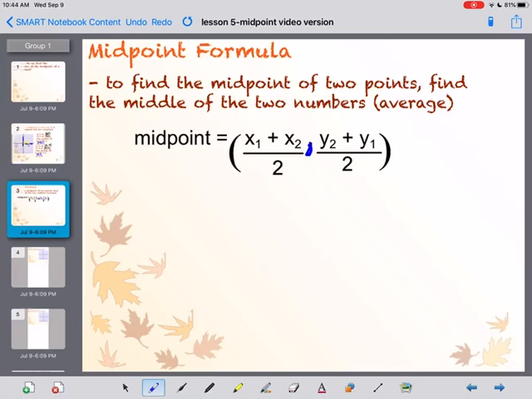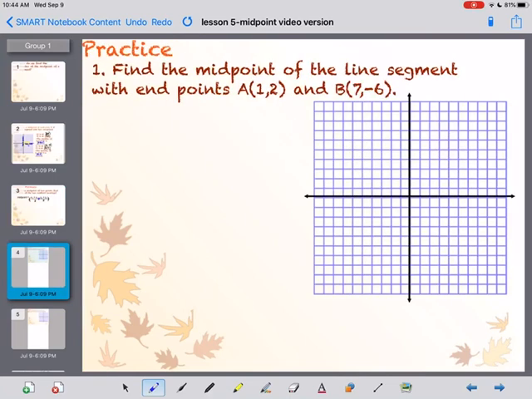Notice that the midpoint formula has a comma in it because you're actually finding a location. So you need an x and you need a y. So your midpoint is two numbers, an x and a y. So let's take a look at how this looks with an example. So starting with example 1. A is at 1, 2, and B is at 7, -6, sorry.